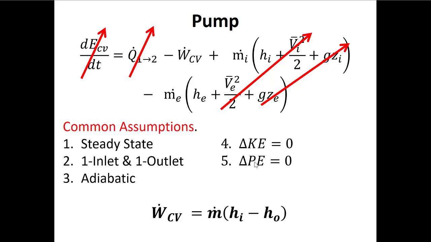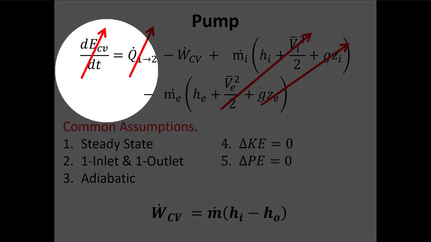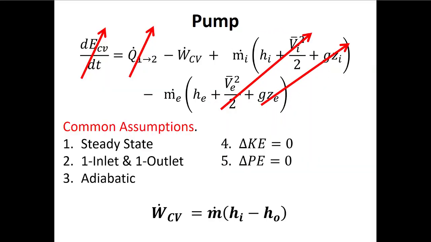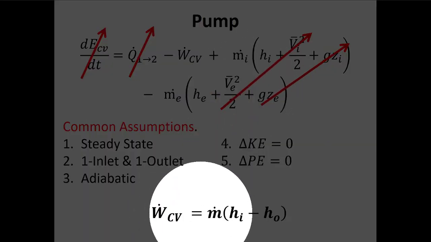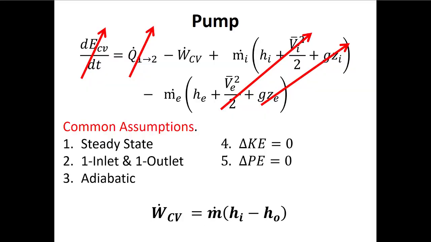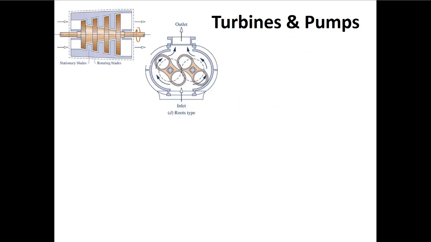I like understanding things from first principles, right? And if I know what my first law equation looks like, and I know the assumptions that I'm using to analyze my system, then what's going to happen is that my pump and my turbines are always going to be m dot times H in minus H out. And the first law is going to tell me whether or not it should be positive or negative. So turbines and pumps, they look the same, right? We get W dot is equal to m dot times H in minus H out.